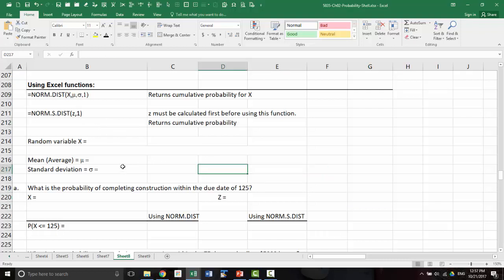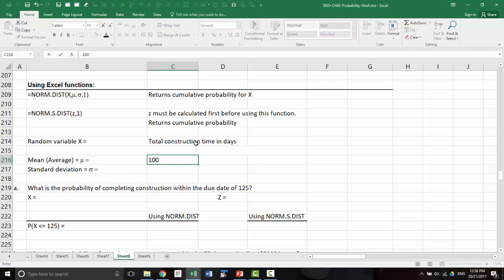Now let's return back to the same problem from before, which is the construction problem. The random variable is total construction time in days. And remember, the mean is 100 days. Standard deviation is 20 days. The first question is whether we can complete it within 125 days, that being the due date.